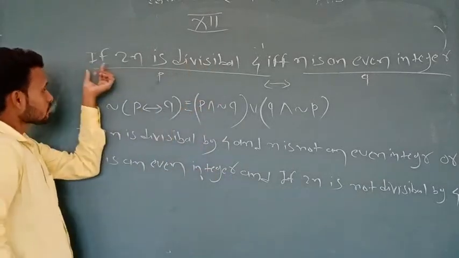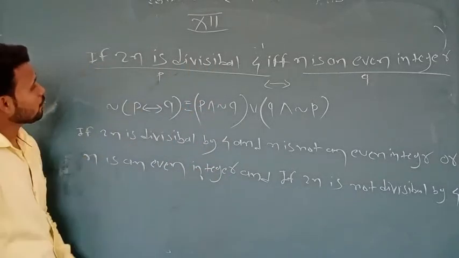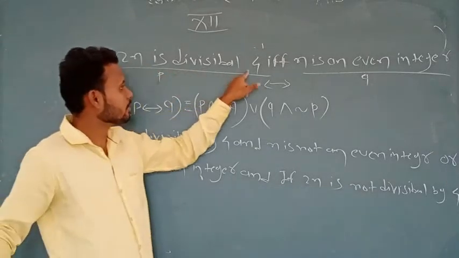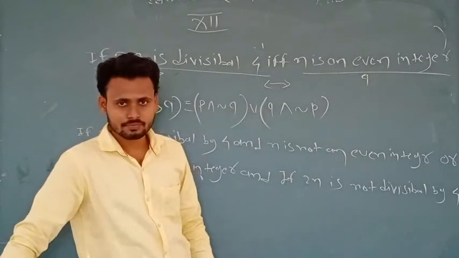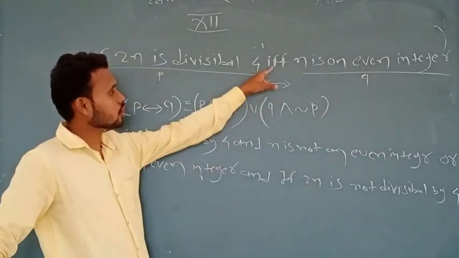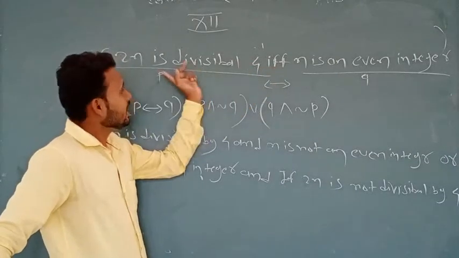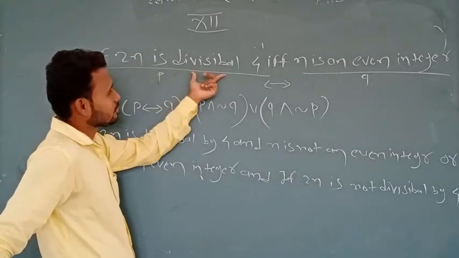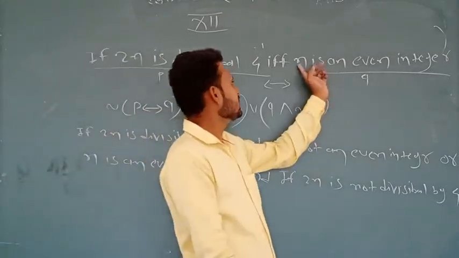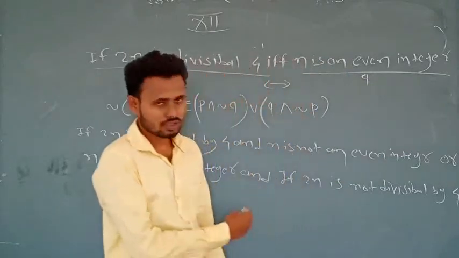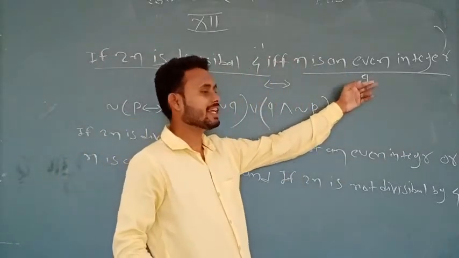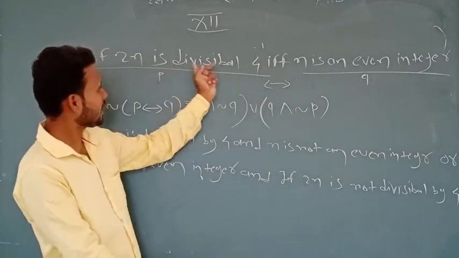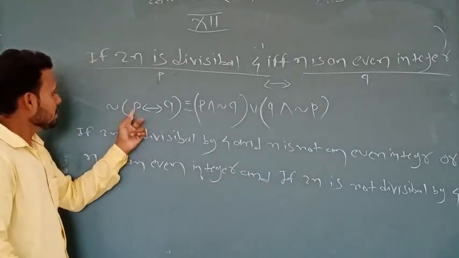Write the negation of the following compound statement. The statement is: 2n is divisible by 4 if and only if n is an even integer. In that statement we observe the logical operator if and only if, meaning it is a biconditional statement with two simple statements. The first one, 2n is divisible by 4, we consider as simple statement P. The second one, n is an even integer, we denote by Q. With the logical operator if and only if, the statement pattern is P if and only if Q.